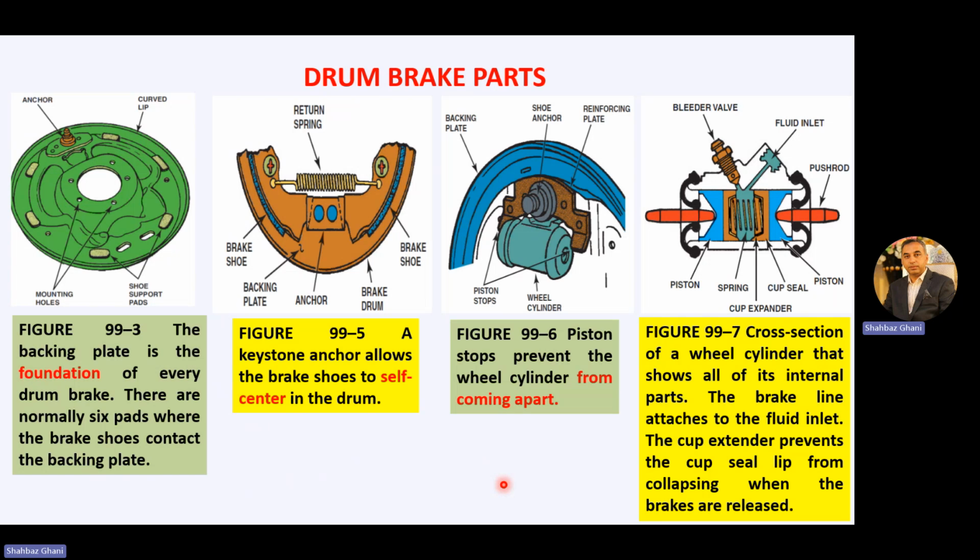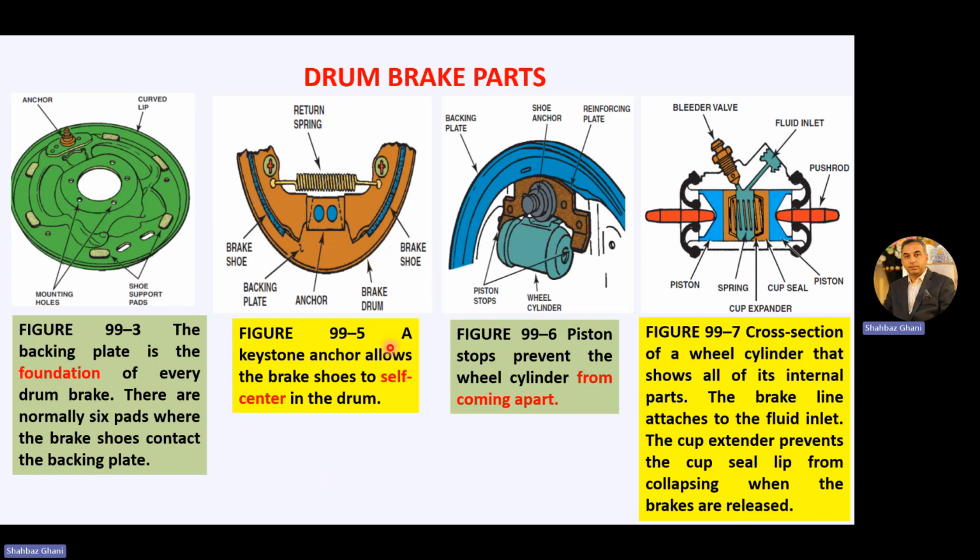Now let's see the figures of the drum brake part by part. First, this is the backing plate. The backing plate is the foundation of every drum brake. There are normally six pads where the brake shoes contact the backing plate. This is the anchor point on which we have the primary and the secondary shoe, and these are the mounting holes. These are the shoe support pads, and this is the curved lip on the end where the drum is fixed.